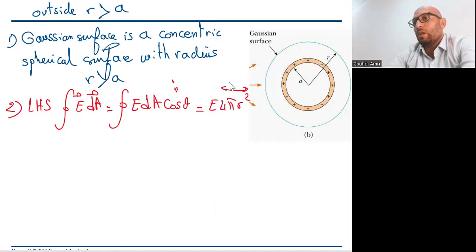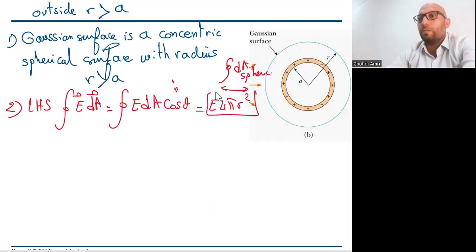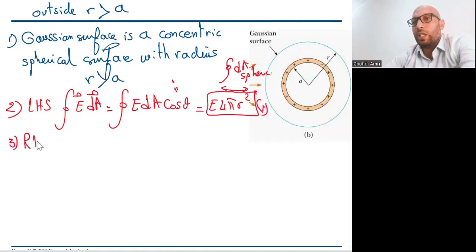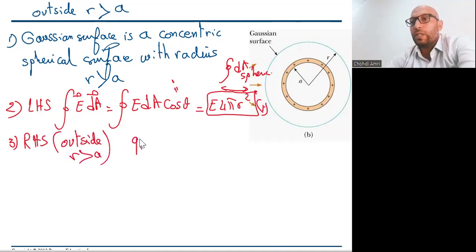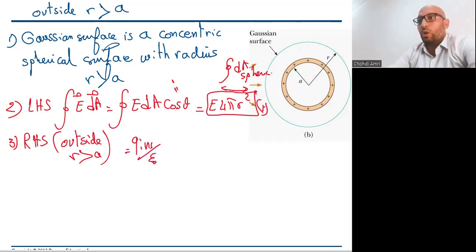And this term is the integration of dA for the spherical surface. Okay, so this is our first term. This is the fourth time that we are repeating these steps. The next step is the right-hand side. And we are outside, that means r larger than a. So Q inside divided by epsilon naught gives what? If we are outside, what do we have inside the Gaussian surface? We have the total charge Q. So Q divided by epsilon naught.